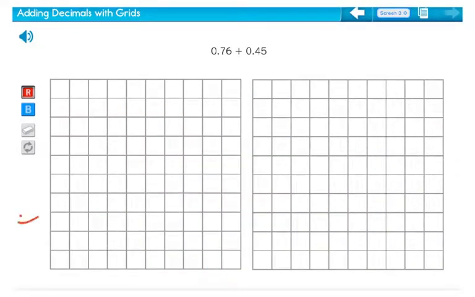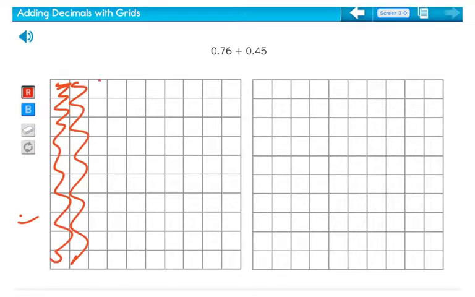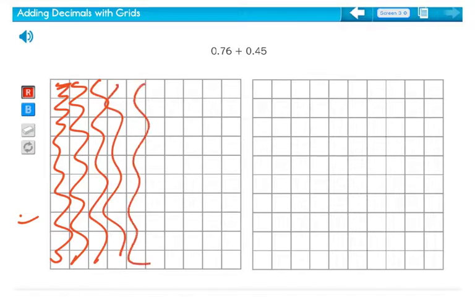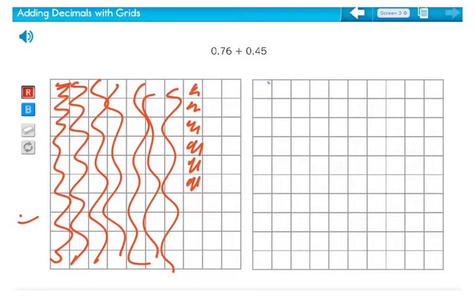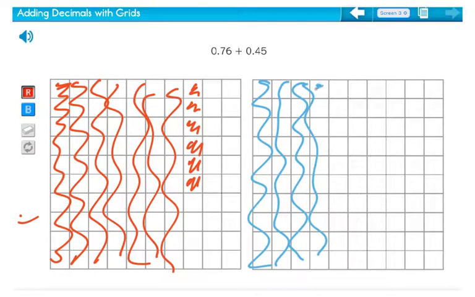I could do the same thing and separate the grids and do 76 hundredths, 20, 30, 40, 50, 60, 70, 71, 72, 73, 74, 75, 76. And then 45 hundredths, 10, 20, 30, 40, 41, 42, 43, 44, 45. I can go ahead and count those all up or line up my decimal points. It's going to equal more than one whole 100 grid.